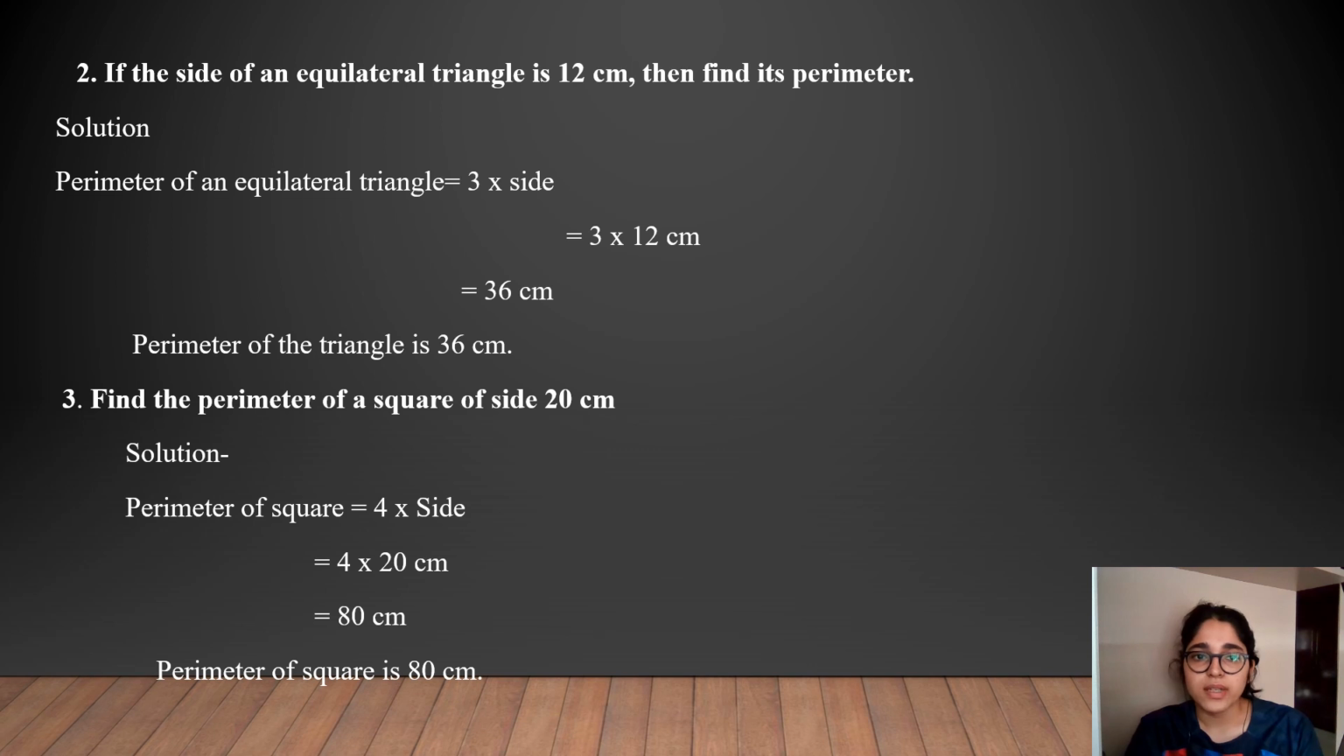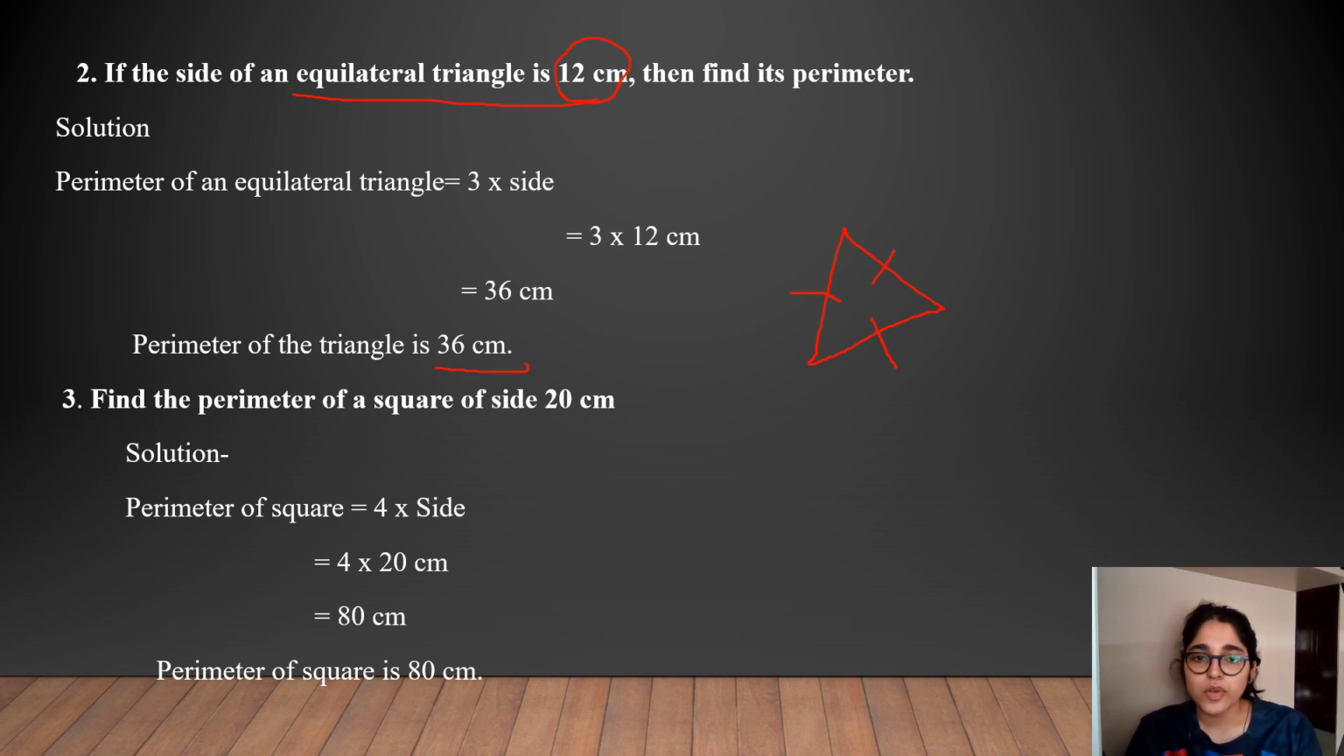Similarly, we have to find the perimeter of an equilateral triangle, and the side over here is 12 centimeter. In an equilateral triangle, all the sides are equal. So because we know it is 12, we directly do 3 multiplied by 12 and we get the value as 36 centimeter.